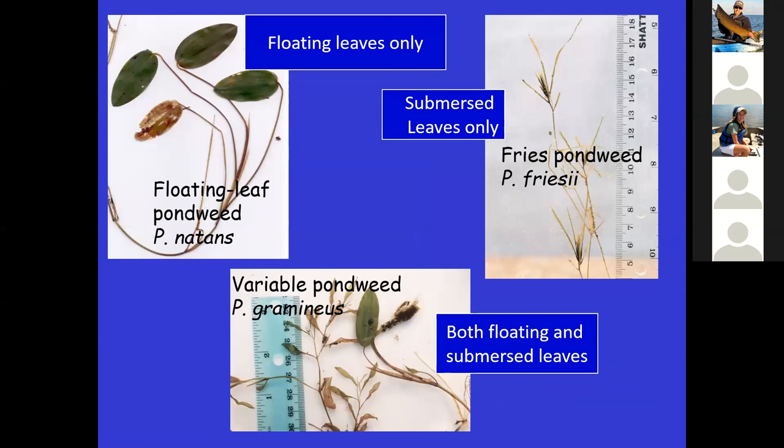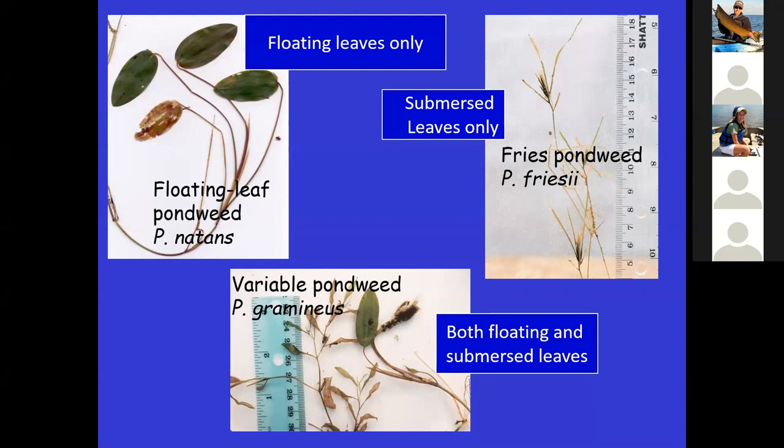Some of the plants have floating leaves only, or for all intents and purposes, only floating leaves. That includes floating leaf pondweed, aptly named, Potamogeton natans, and some of them only have submersed leaves, for example, Fries' pondweed. And some of them have both. An example of this is variable pondweed or Potamogeton gramineus.